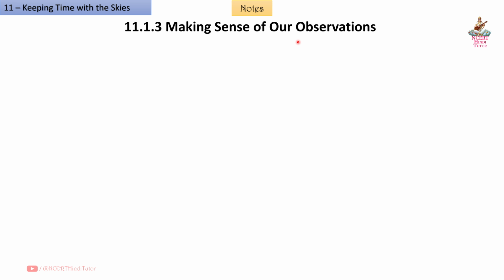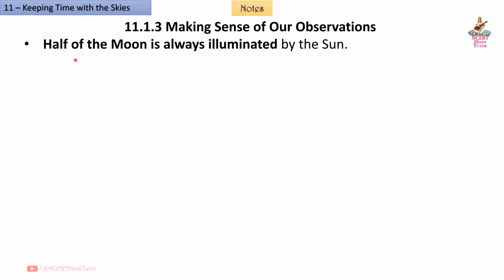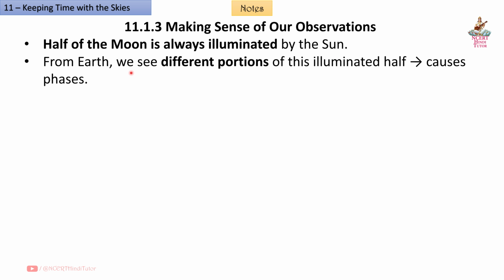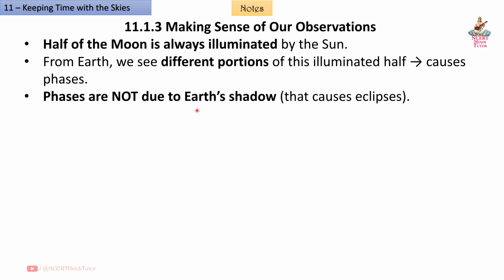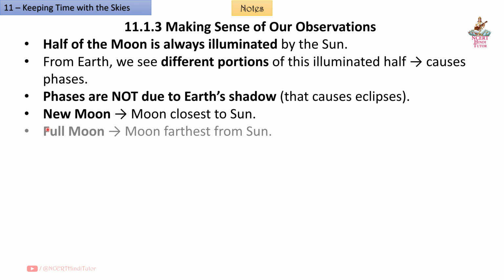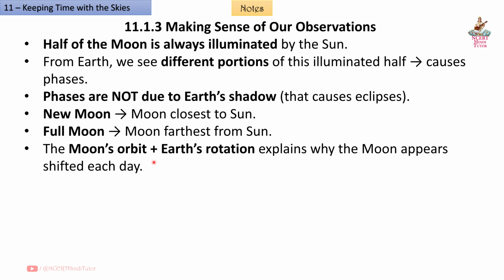11.1.3 Making sense of our observations. Half of the moon is always illuminated by the sun. From Earth, we see different portions of this illuminated half, which causes phases. Phases are not due to Earth's shadow, which causes eclipses. New moon, moon closest to sun; full moon, moon farthest from sun. The moon's orbit plus Earth's rotation explains why the moon appears shifted each day.